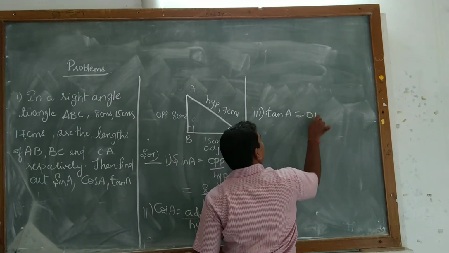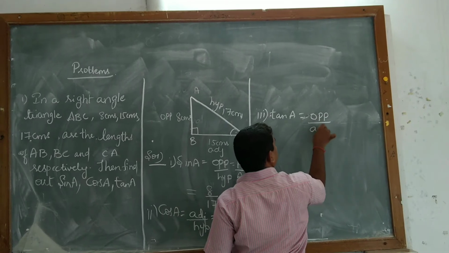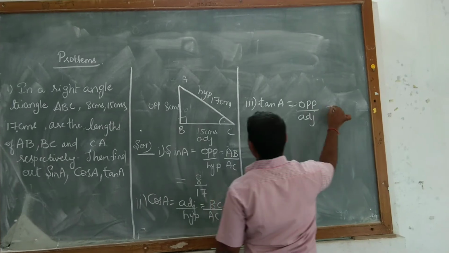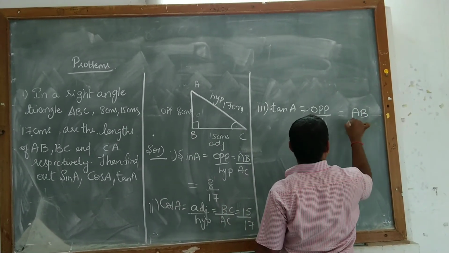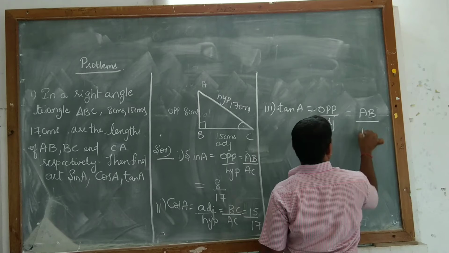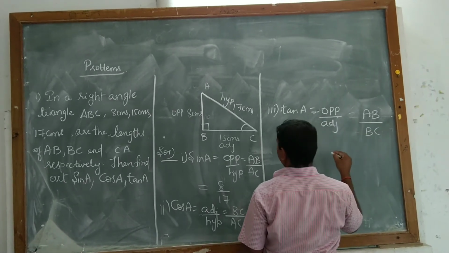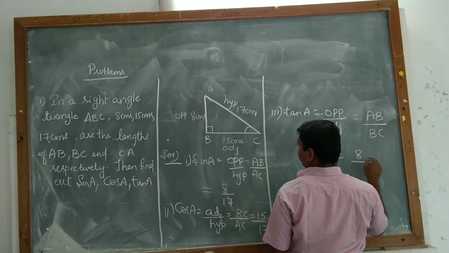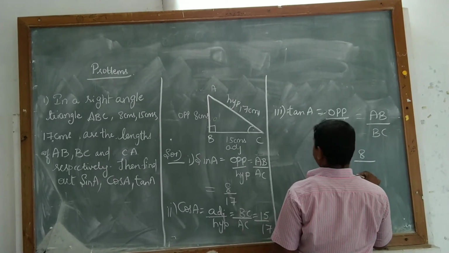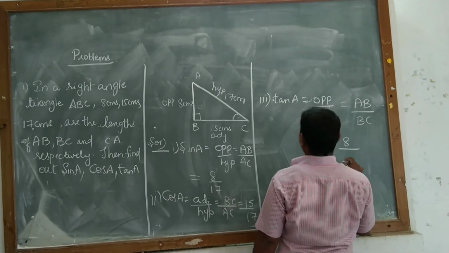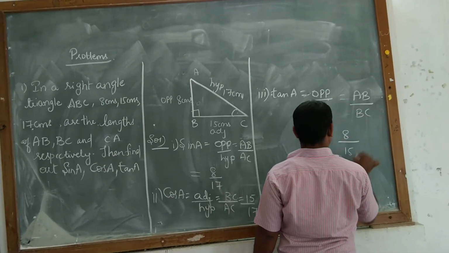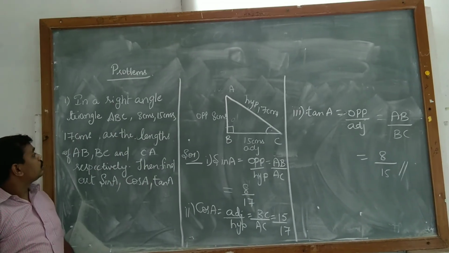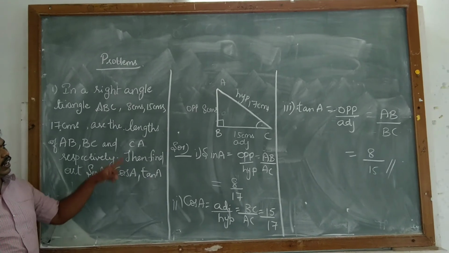That is opposite by adjacent. What is the opposite side? AB by the adjacent side, which is BC. What is AB? 8 by BC, the adjacent side, that is 15. 8 by 15. Okay. These are the required values for sin A, cos A and tan A.